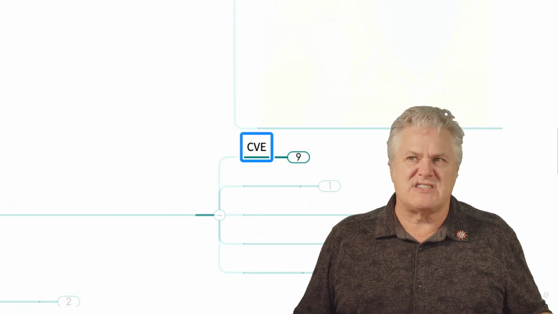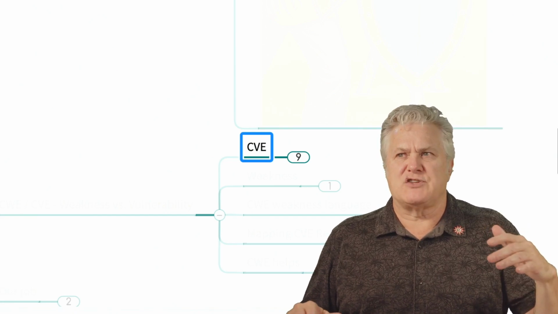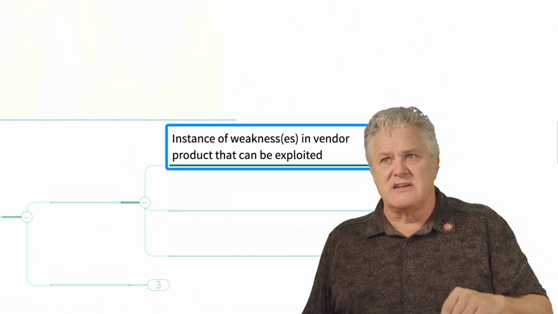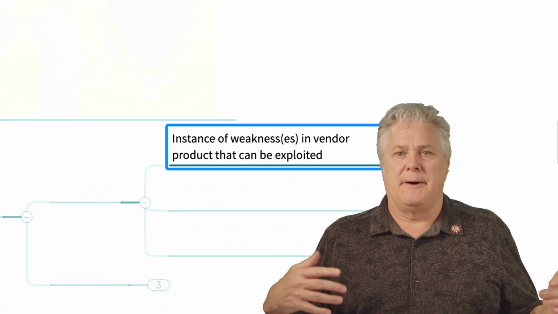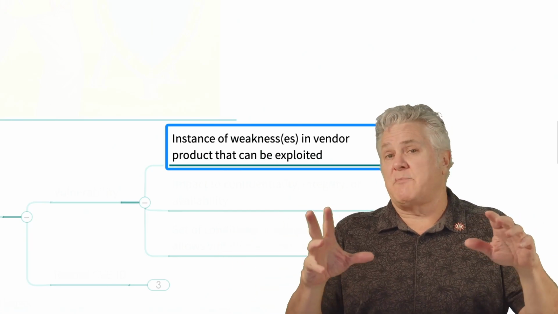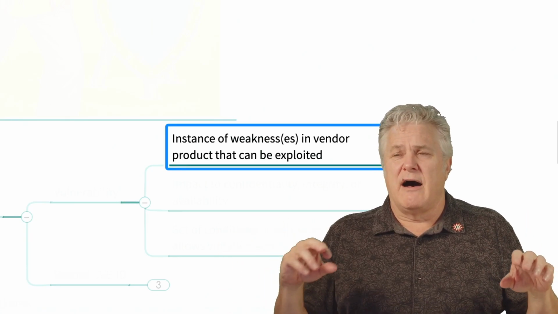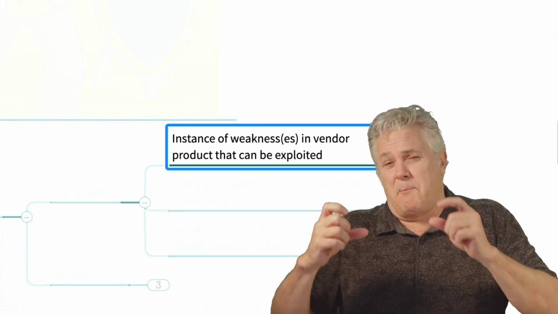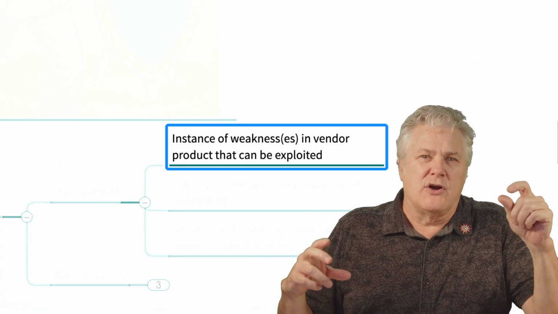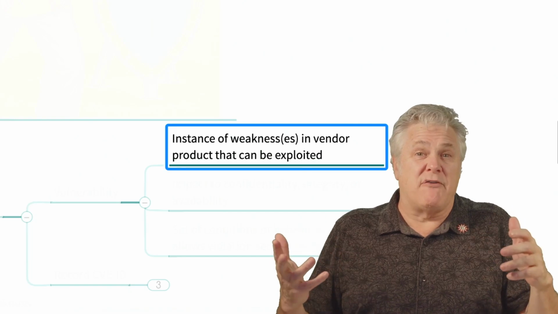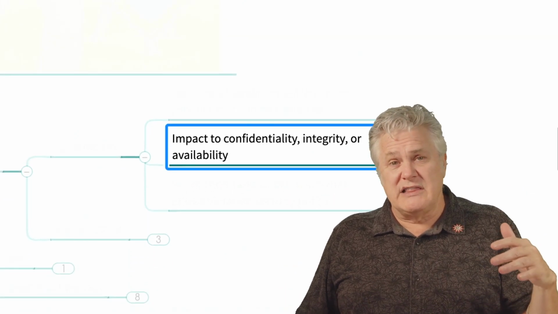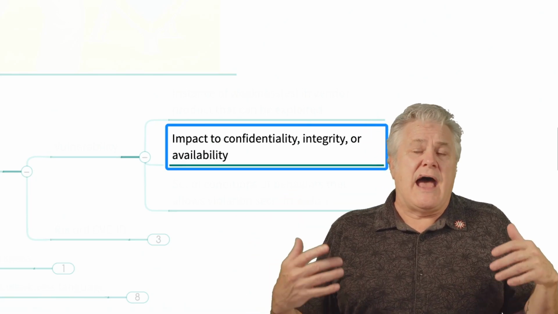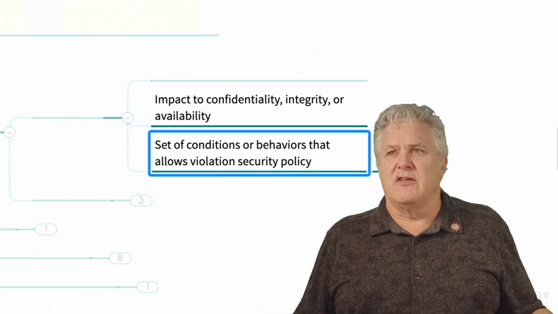So let's talk first about CVE, Common Vulnerabilities and Exposures. CVE is a vulnerability. This is an instance of a weakness in a vendor product that can be exploited. Last week I was looking, and this recording, by the way, is around August 2025, I saw a SharePoint vulnerability. That's a particular product. Well, what was that particular instance of a weakness there? It was a buffer overflow. Now we're starting to measure things like the impact on us. If we have SharePoint in our organization, how is it going to affect our confidentiality, integrity, or availability?